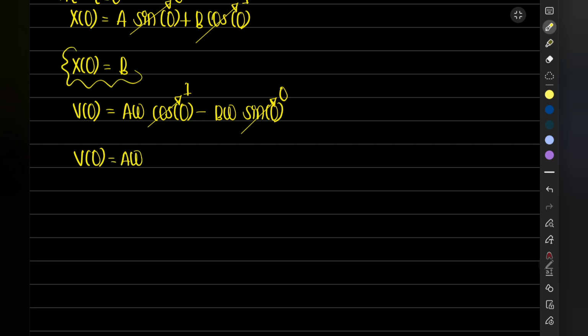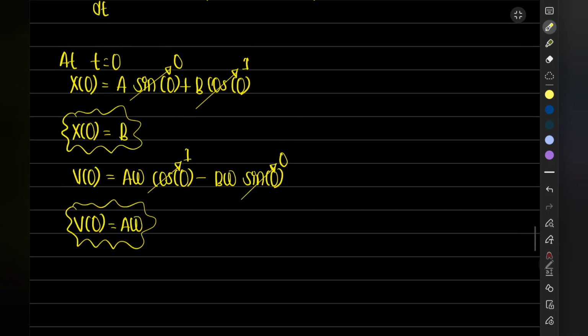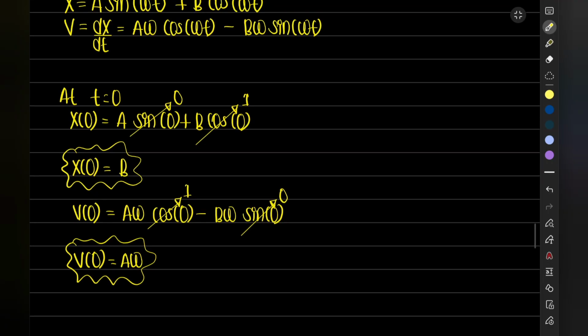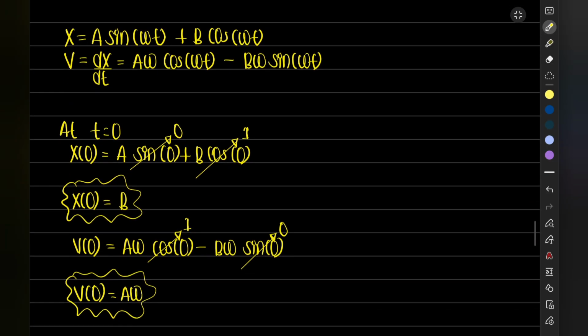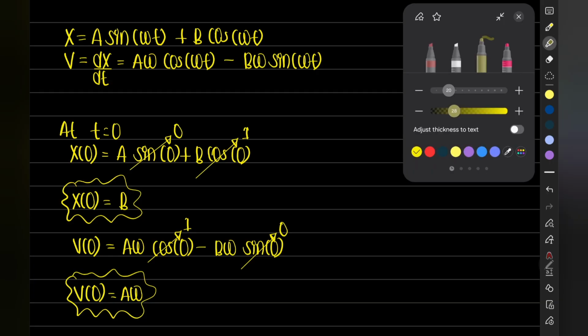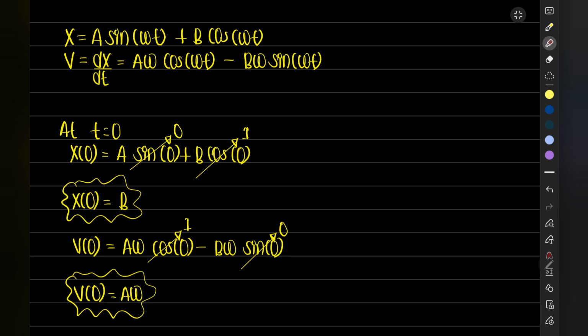So the value of x of 0 I got as b, and the value of v of 0 I got as a omega. Okay, now the first step is completed. I got the values of x of 0 and v of 0. Now the next step is to combine these two SHM equations, because we have two equations here. So let's combine them. Let me draw it just beside it.